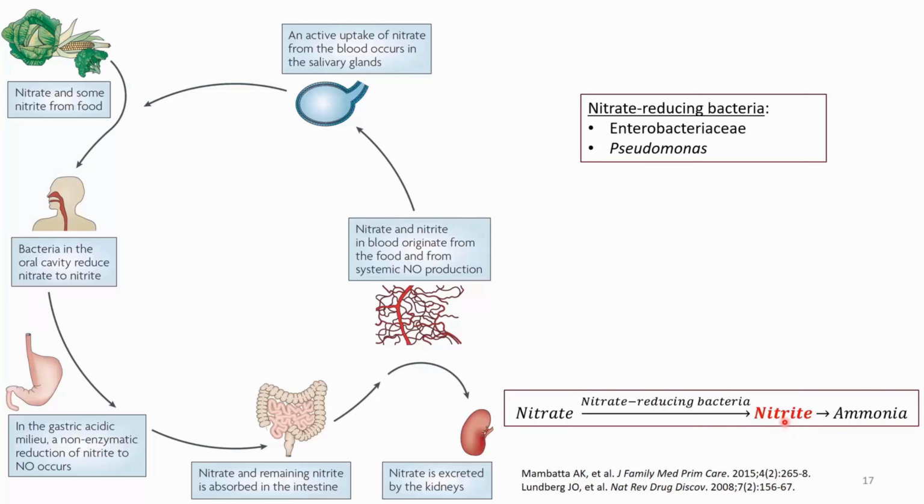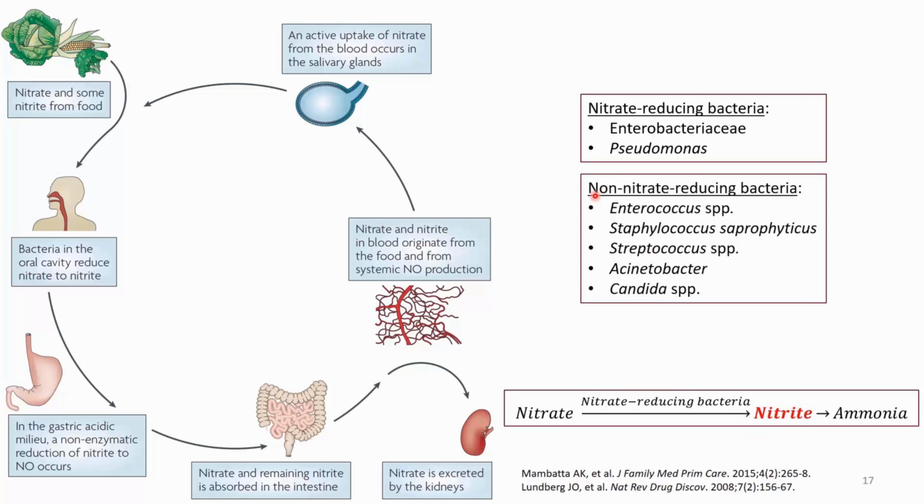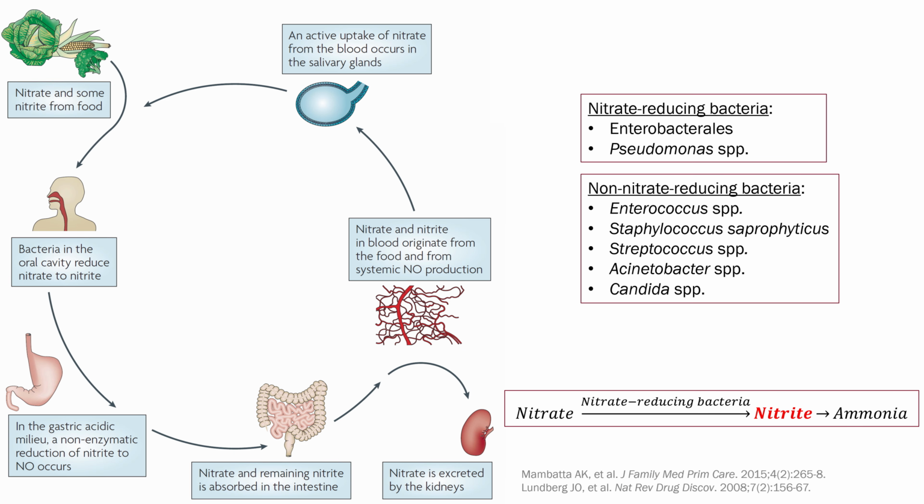Of course, if you don't have bacteria, nitrite would be negative. But if you have too much nitrate-reducing bacteria, you will also not see nitrite. To make it more complicated, there are also non-nitrate-reducing bacteria. If you have any of these in the urine, they're not going to touch the nitrate, so your nitrite will be negative again. So it's not a perfect test. If nitrite is positive, it suggests that there are bacteria, but if it's negative, you need to keep looking.